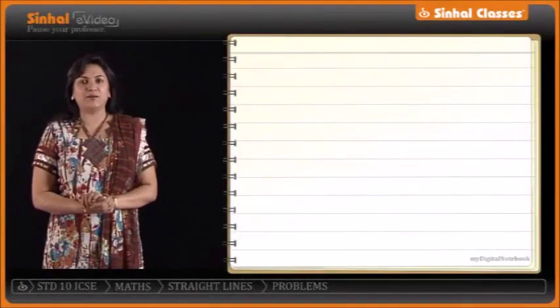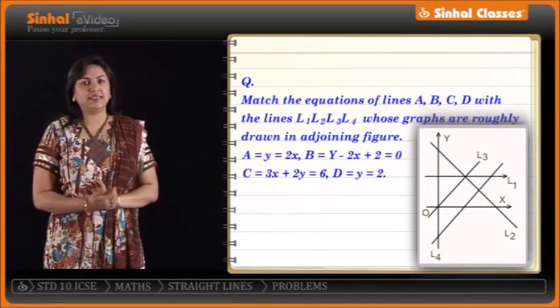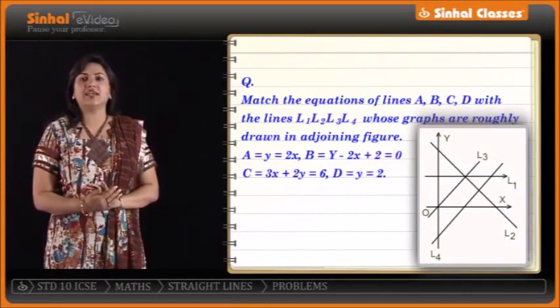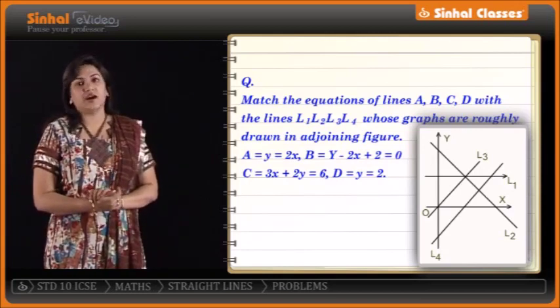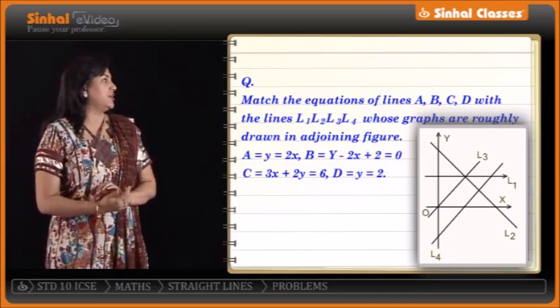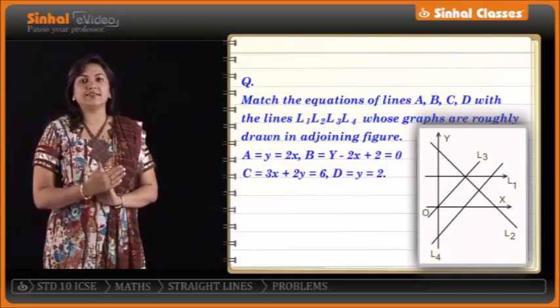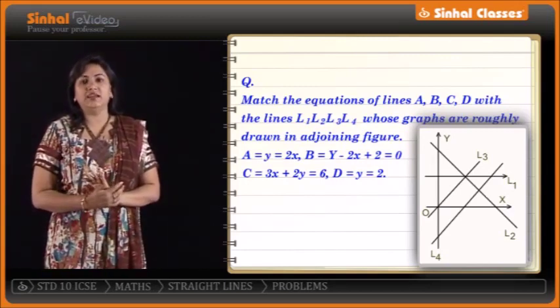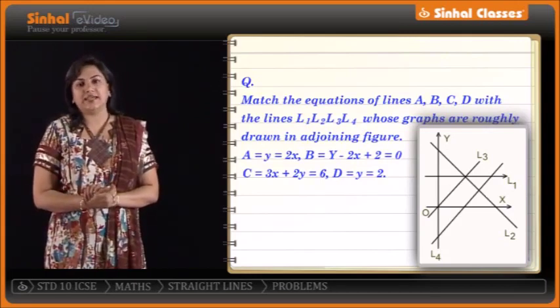We have the next problem: match the equations A, B, C and D with the lines L1, L2, L3 and L4 whose graphs are roughly drawn in the adjoining figure. Now we are given the equations of 4 lines A, B, C and D. We want to match these equations with their lines.